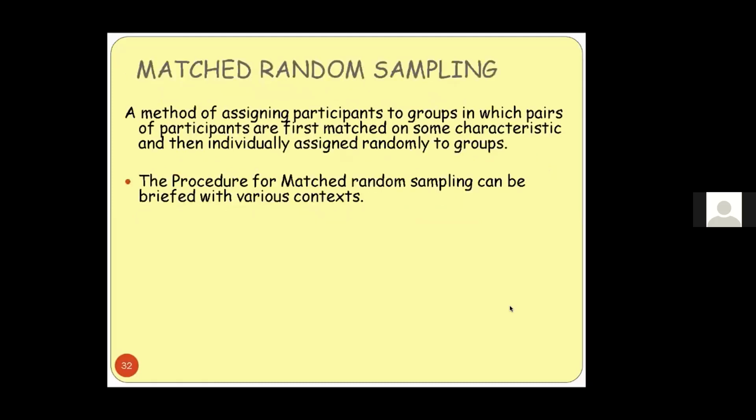Matched random sampling is a method of assigning participants to groups in which pairs of participants are first matched on some characteristic and then individually assigned randomly to groups. The procedure for matched random sampling can be described in various contexts. For example, two samples in which the members are clearly paired and are matched explicitly by the researcher, for example, IQ measurements or pairs of identical twins.